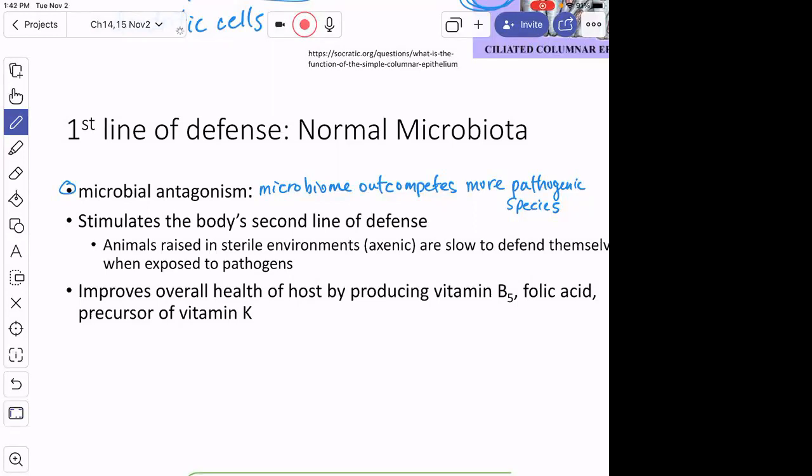We also know that our normal microbiota throughout our body plays some role in stimulating our immune cells. And we know this because, again, they've done some really cool experiments with mice. They've raised mice in sterile environments, which, man, that would be a lot of work to do, but they birth them from mothers and keep them in cages where everything's been sterilized, their food is sterilized.